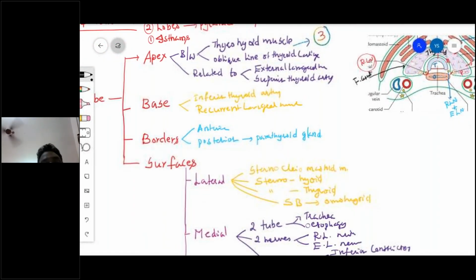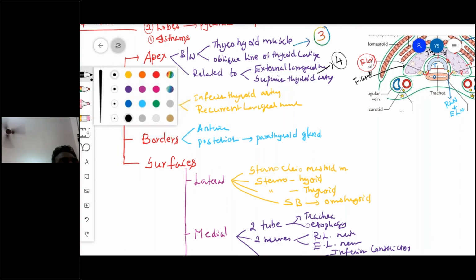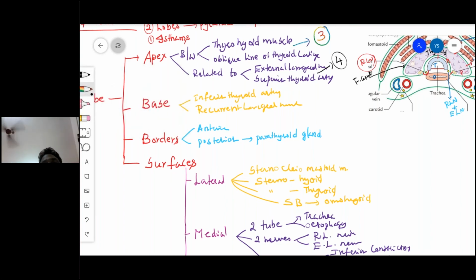And next we come to the apex only. Another point, number 4. In the apex only, we can see the number 4. So apex is related to the external laryngeal nerve and superior thyroid artery. Near the apex, these two structures are far away. That's why during the thyroid surgery, we ligate the superior thyroid artery close to the apex, because we can avoid the external laryngeal nerve. Number 4.